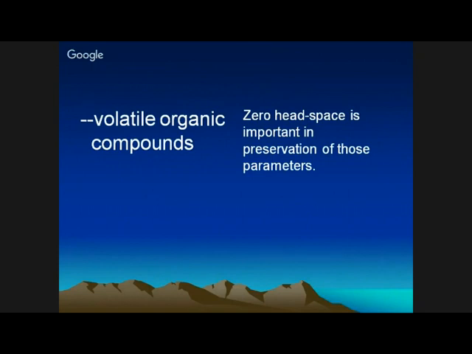VOCs, volatile organic compounds, have to be sampled with zero headspace, which is important for preservation of those parameters. Without zero headspace, the volatile organics, being volatile, will escape from that sample. So these have to be preserved in zero headspace.